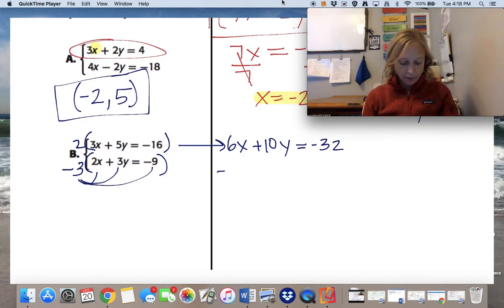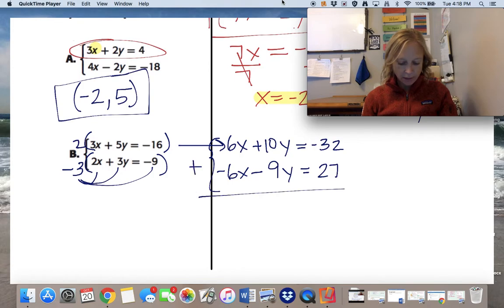So I'll have a negative 6x minus, because a negative times a positive is a negative, negative 9y equals positive 27. Now I can add these two equations together.